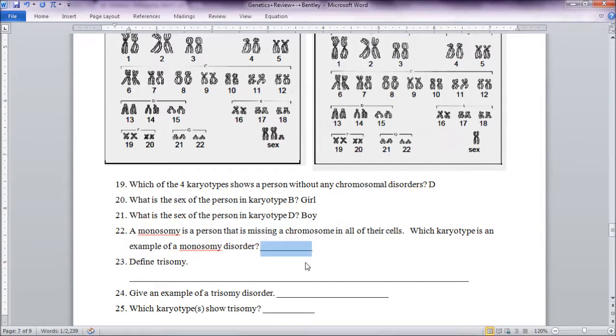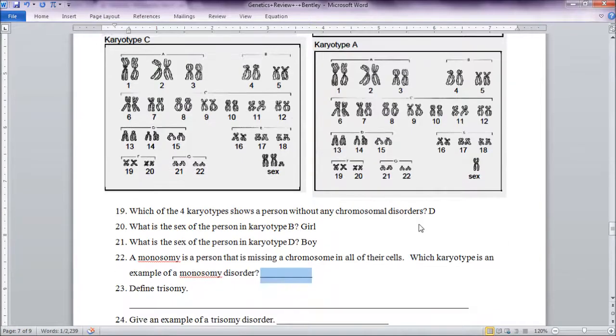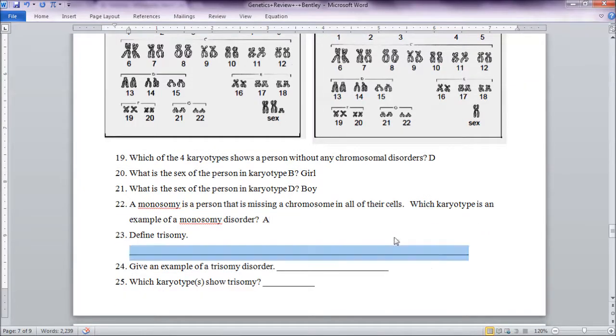A monosomy is a person that is missing a chromosome in all of their cells. So that's not just in certain cells where maybe the chromosome was removed. That's something that happens. Don't worry about it. Which karyotype is an example of a monosomy disorder? Well, karyotype A is that, because they are missing the second sex chromosome, whichever one it should have been.